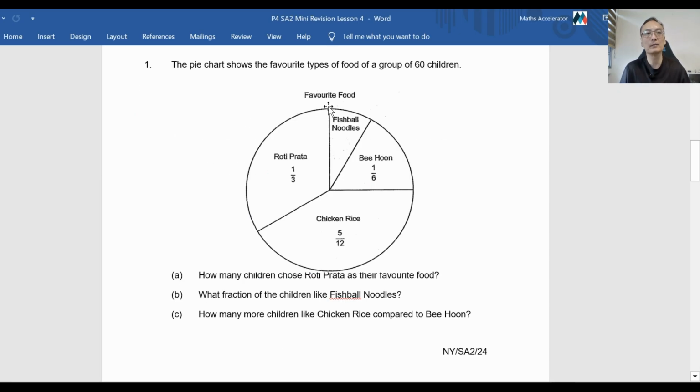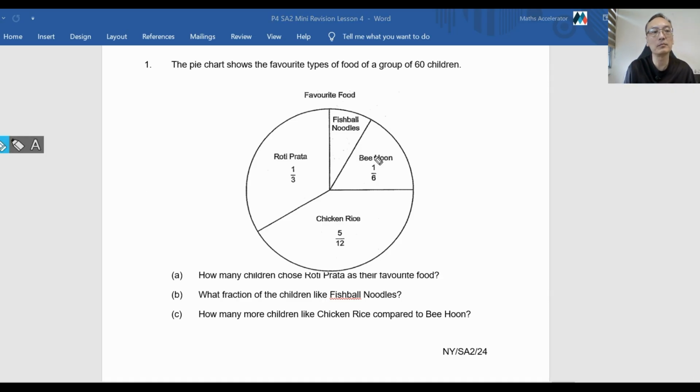This is question 1. The pie chart shows the favorite types of food of a group of 60 children. Question A, how many children choose roti prata as their favorite food? Part B, what fraction of the children like fishball noodles? And C, how many more children like chicken rice compared to bee hoon?